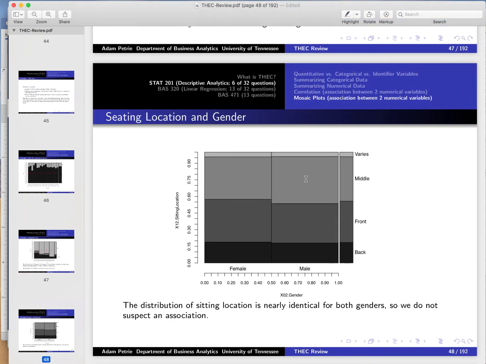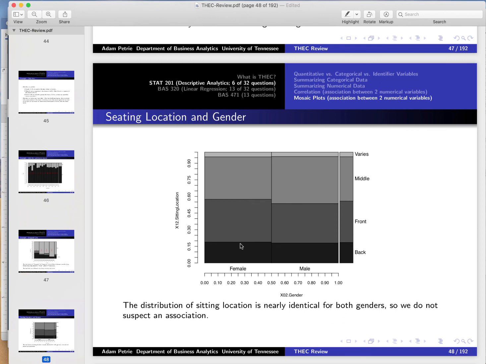What's an example of a weak association? Well, we could go back to the Stat 201 student survey and look to see if there's any sort of association between the gender of the student, measured as either male or female, and where they typically sit in the classroom, either in the back, in the front, somewhere in the middle, or it varies every time. In this case, if we look to see how the responses break down for each gender, we don't really see too much of a difference.